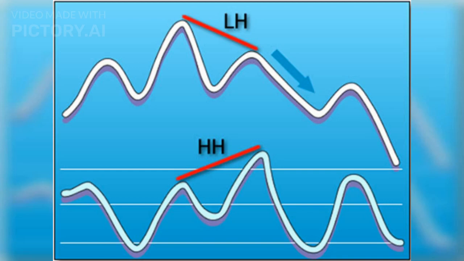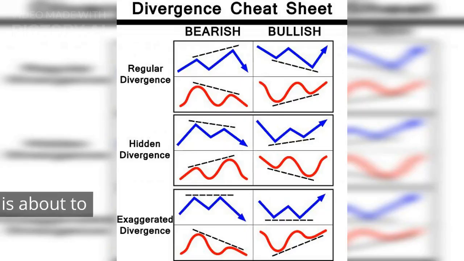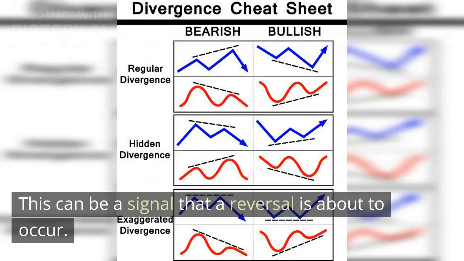4. Look for divergences. A divergence occurs when the price of the security and the RSI indicator move in opposite directions. This can be a signal that a reversal is about to occur.